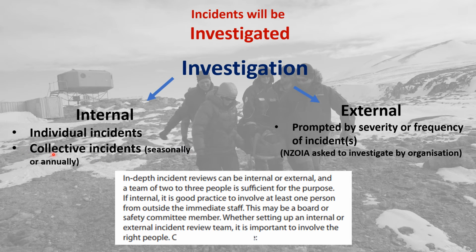But also it's important to collectively look at incidents over a period of time and see if there are any trends coming through. So that might be the end of the season, or annually you review the past season or the past year's incidents collectively, and what are the themes coming through? Are there any trends that you need to link back to some safety objectives for the following season or year? You may decide to bring in an external agency, and that may be prompted by severity of incident or the number of incidents reoccurring in the same activity or in the same region or environment.